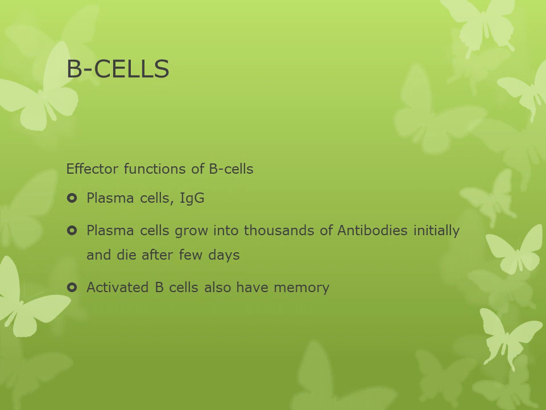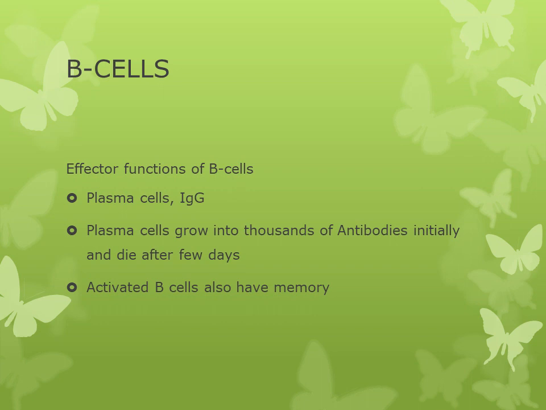When we talk about the effector functions of B cells, the net result of B cell activation is the production of plasma cells, and these plasma cells result in the production of a large number of immunoglobulin molecules. Plasma cells secrete thousands of antibody molecules per second for a few days, and then they die. This is an important point to note. Thousands of antibodies are secreted, and when they have secreted the antibodies, these plasma cells then die.